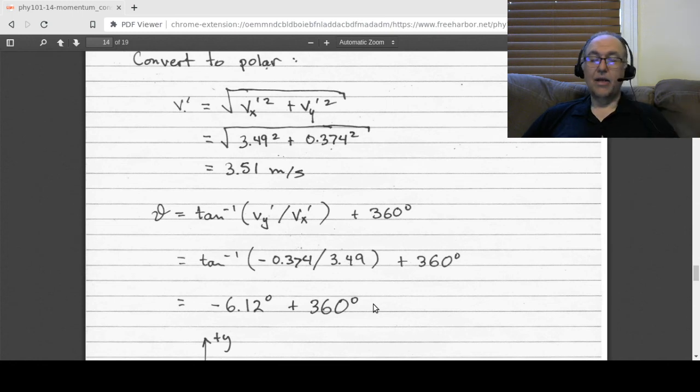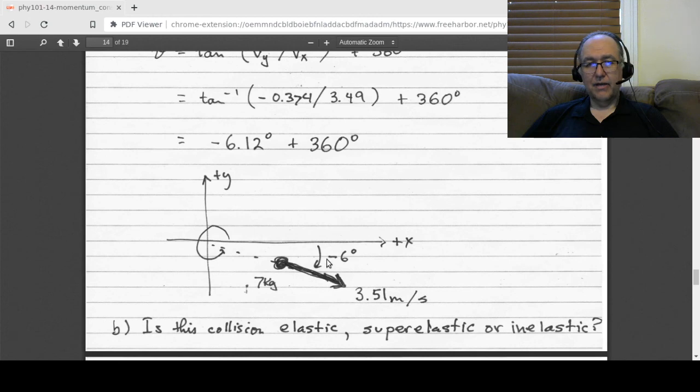Now that we've done enough of these problems, we've thought about polar a lot. We don't really have to add in that 360. You can, but you know what? You could just think of this as negative 6.12 degrees in the clockwise direction, so slightly below the x-axis, okay? So these two masses were coming in like that, okay? They were coming in, and they collided at the origin. And the 7 kilogram mass travels at 3.51 meters per second, but at this negative 6 degrees to the plus x-axis, okay?